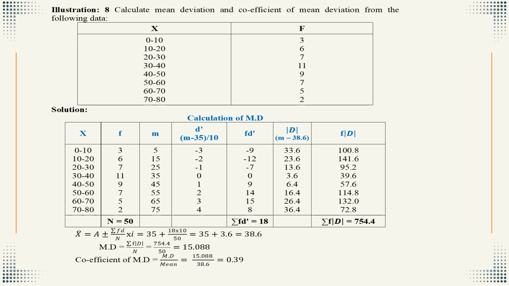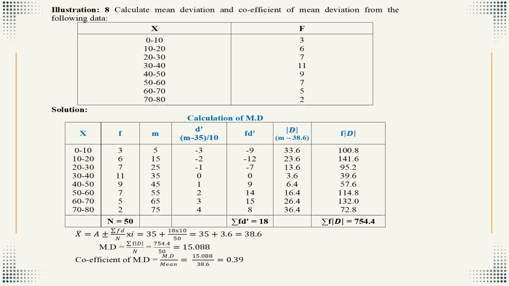Here seven columns are to be prepared, and the first two are as in the illustration, and the third column is the mid value. Mid value of 0 to 10 is 5, 10 to 20 is 15, like that you have to calculate up to 70 to 80. That is 5, 15, 25, 35, 45, 55, 65, 75. Then D dash has to be calculated. D dash means mid value minus assumed mean, divided by 10. The assumed mean has been taken as 35.